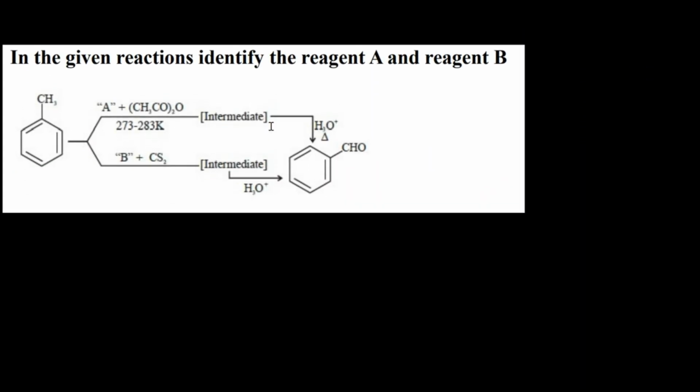Moving on to the next question: in the given reactions, identify reagent A and reagent B. Okay, let's see the reaction. Toluene is treated with a reagent to form an intermediate, followed by forming an aldehyde. And again toluene with another reagent gives an intermediate and then again the same aldehyde. So what is this reaction?